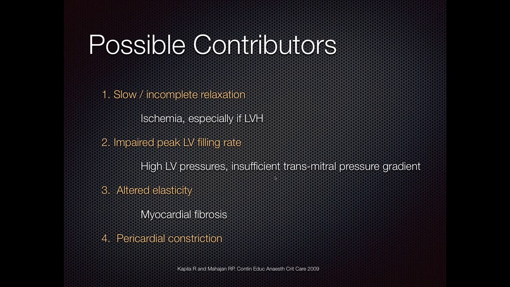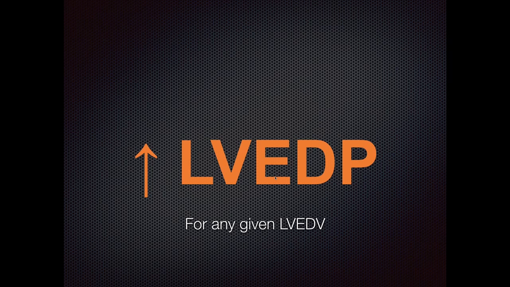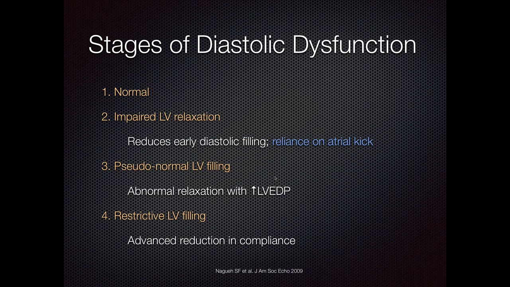So irrespective of the cause of the problem, the end result common to all these pathways is an elevated left ventricular end diastolic pressure, and that's elevated LV-EDP relative to the LV end diastolic volume that we have. So the stages of diastolic dysfunction are as follows. First, you have the normal phase. Then you get impaired LV relaxation, so that the early diastolic filling isn't great, you end up relying on your atrial kick. And this reliance on the atrial kick is important, as we'll see later.